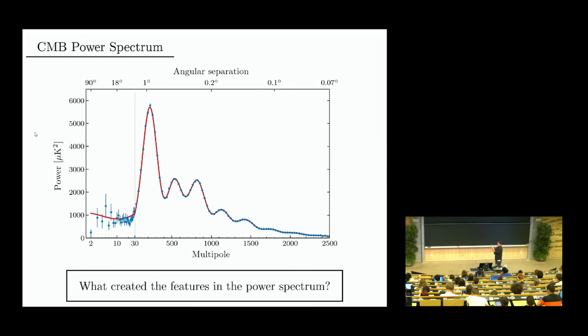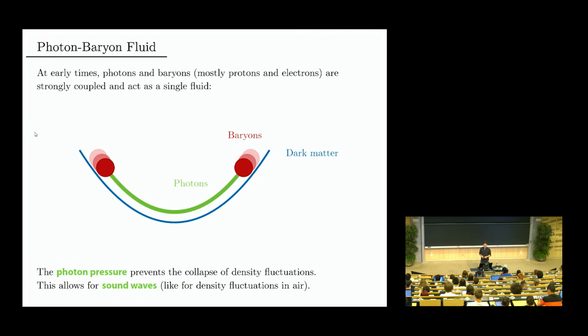Okay. So we understand extremely well where this picture is coming from, and now I want to describe for you where these features are coming from in more detail. First of all, and I've mentioned this in passing at various stages, at early times the photons and the baryons, and here baryons are mostly protons and electrons, everything else is subdominant. There's of course a lot of helium as well, but it's smaller by number than the protons.